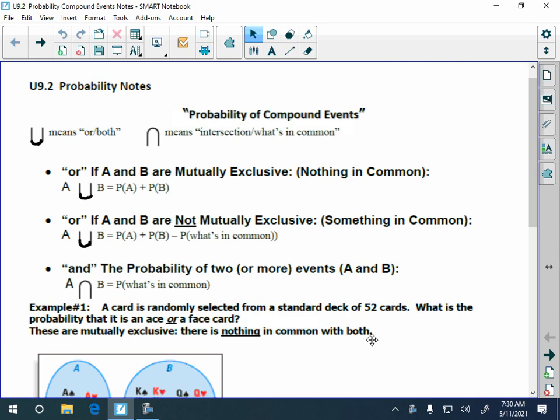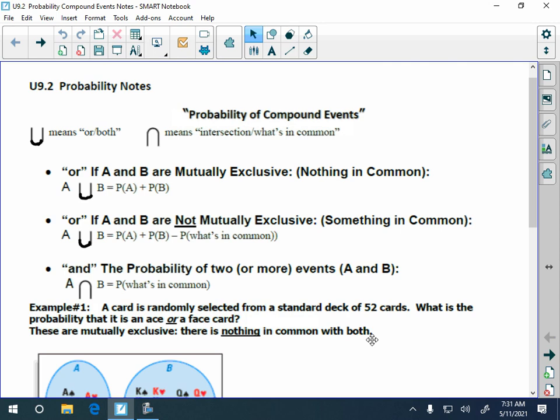So two symbols that are used in probability. The U means union, which means or. Problems with or mean both. We want this and this to occur. And then the upside down U is the intersection symbol, and that's usually what's in common. So we have two things and there's an overlap. If you were to see maybe a Venn diagram, there's an intersection part.